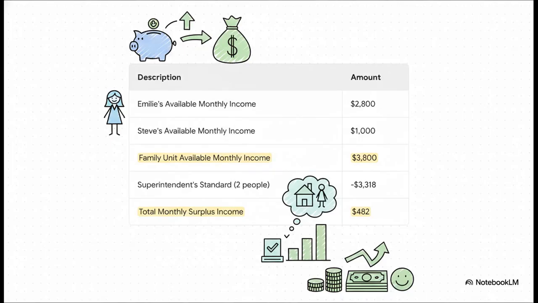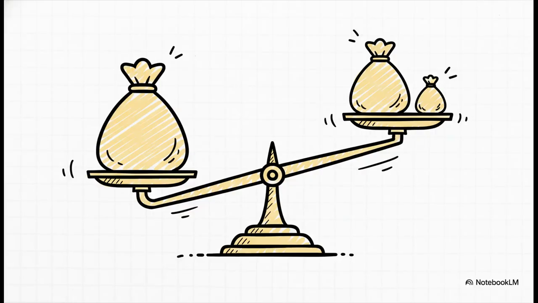Okay, let's plug in the numbers for Emily and Steve. Together, their available monthly income is $3,800. Next, we subtract that government standard for a two-person household, which is $3,318. Do the math, and that leaves a total monthly surplus for their family unit of $482. But wait. Does that mean Emily is on the hook for that full $482? No, she's not. The system has something called a family situation adjustment.